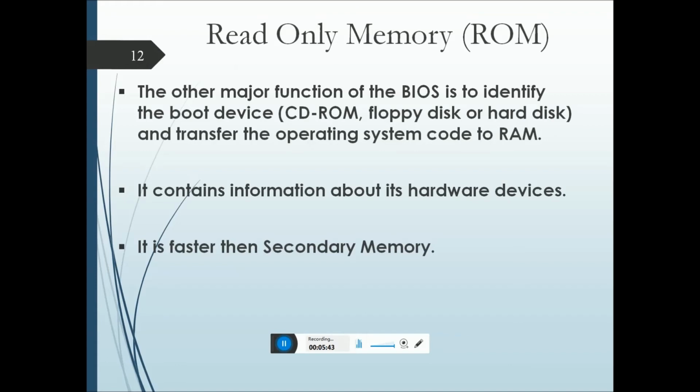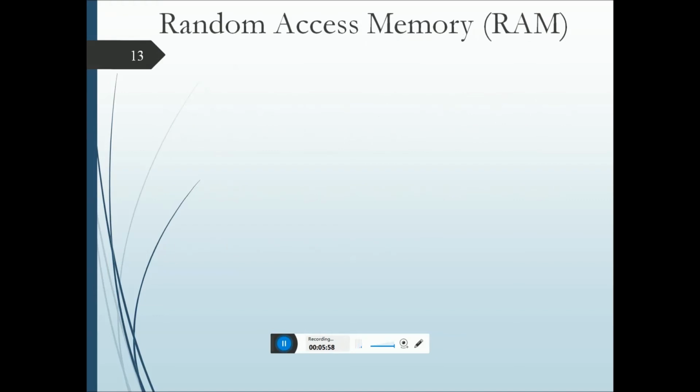ROM is called non-volatile memory, read-only memory. The other major function of the BIOS is to identify the boot devices, such as CD-ROM, floppy disk, and hard disks, and transfer the operating system code to RAM. It contains information about the hardware devices. It is faster than secondary memory.